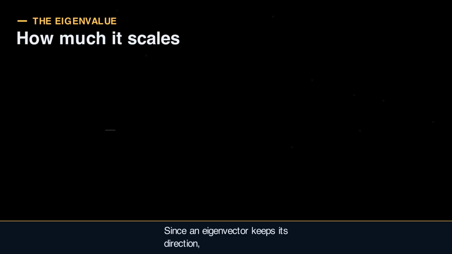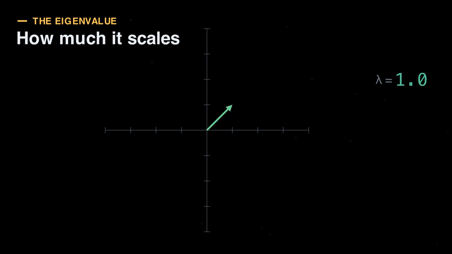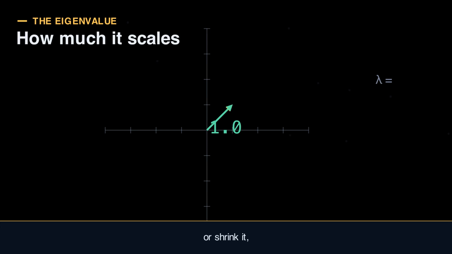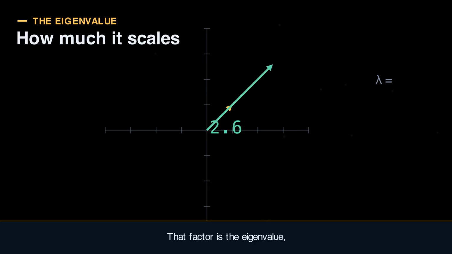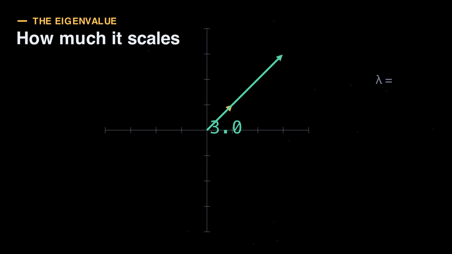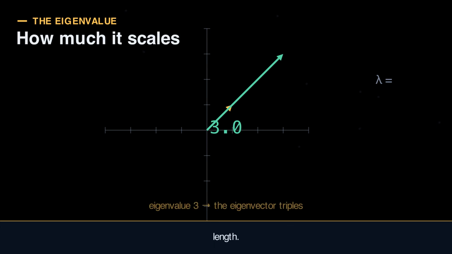Since an eigenvector keeps its direction, the only thing the matrix does to it is scale it. Stretch it or shrink it by some fixed factor. That factor is the eigenvalue, written lambda. An eigenvalue of 3 means the eigenvector triples in length. An eigenvalue of 1 means it is left completely unchanged.